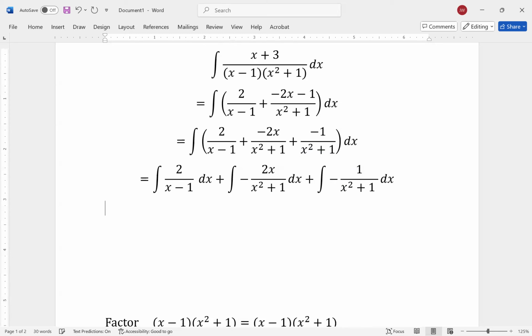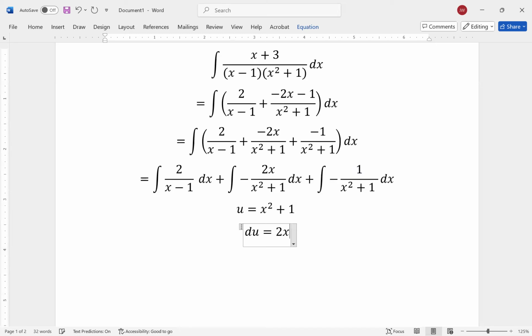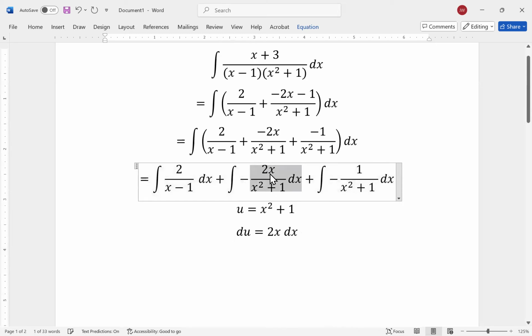This one is going to be the most difficult. So again, u is going to be equal to x squared plus 1. Then du is going to be equal to 2x dx. So notice what we get is 1 du over u. So I'm going to get negative the natural log of u, which is x squared plus 1. I'm going to write that down, sorry.